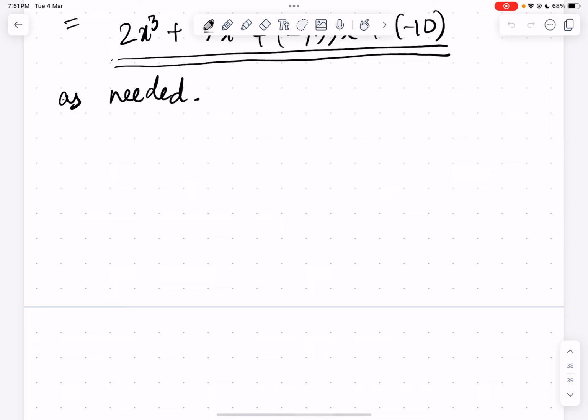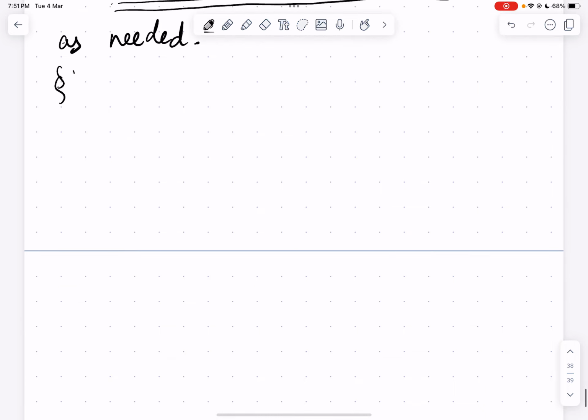Okay, let's continue. Modular arithmetic.